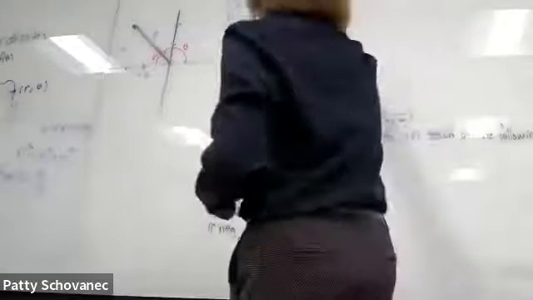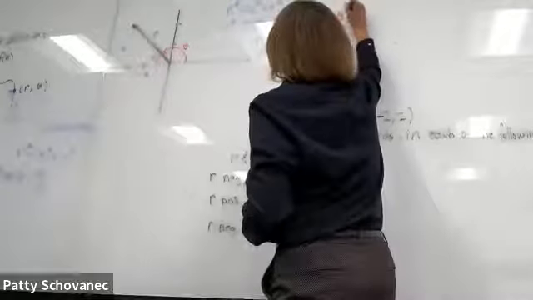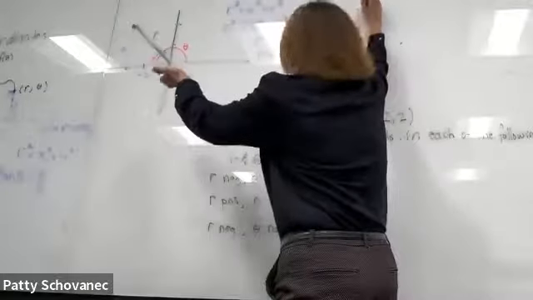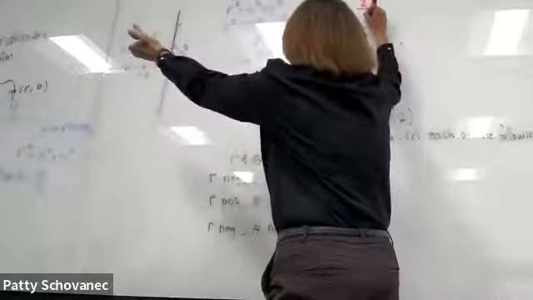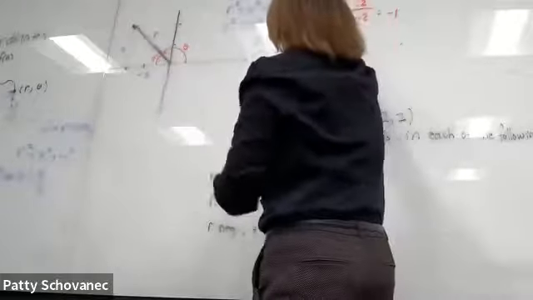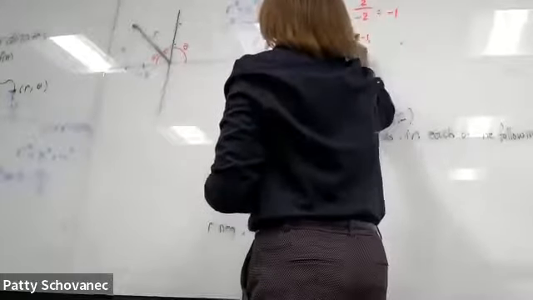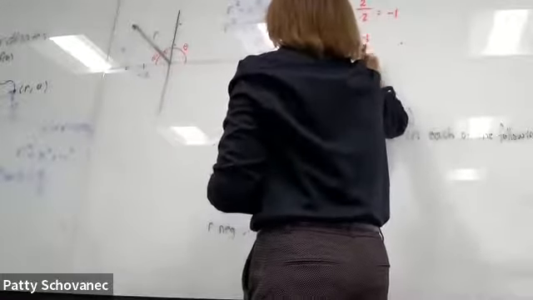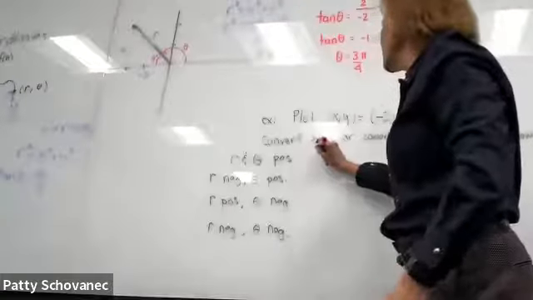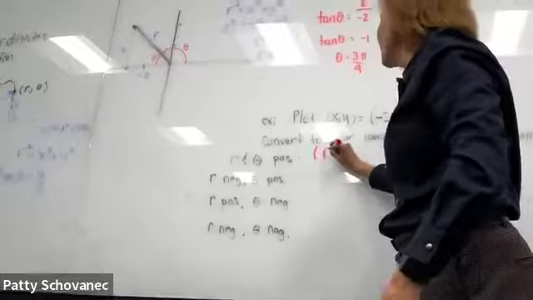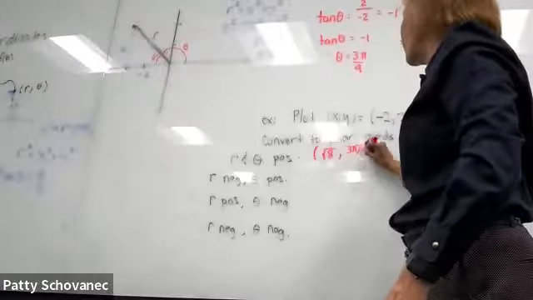So what did we just say? The tangent of angle theta is y over x. And the tangent is -1 in quadrant 2 at 3 pi over 4. So r and theta are positive, corresponds to the ordered pair square root of 8, 3 pi over 4.